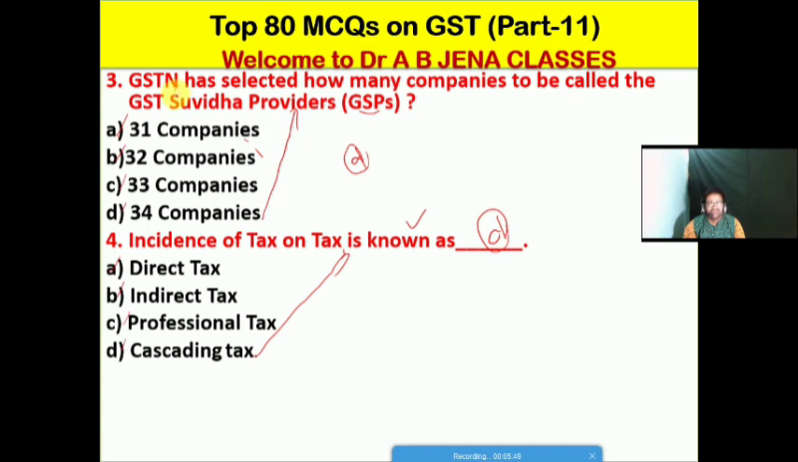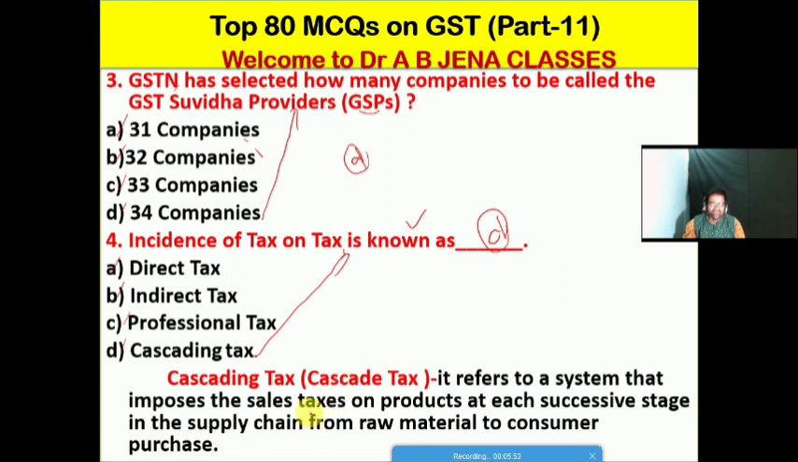So GST Network. Now let us discuss what the meaning of cascading tax is. You can also call it the cascade tax. It refers to a system that imposes sales taxes on products at each successive stage in the supply chain, from raw material to consumer purchase. So that is the meaning of a cascading tax.